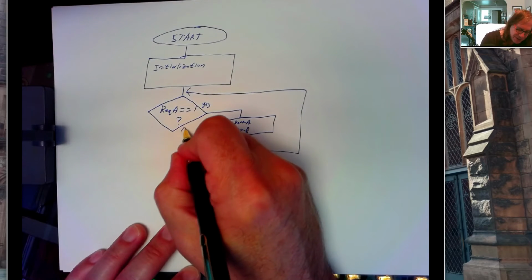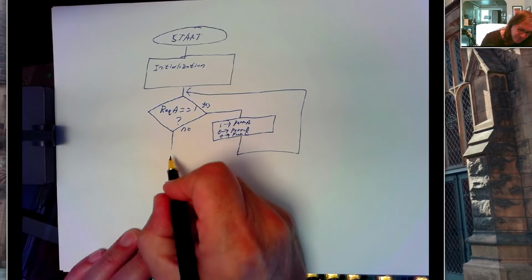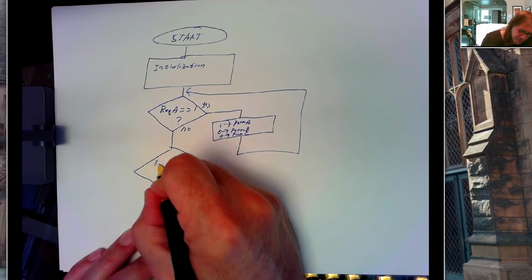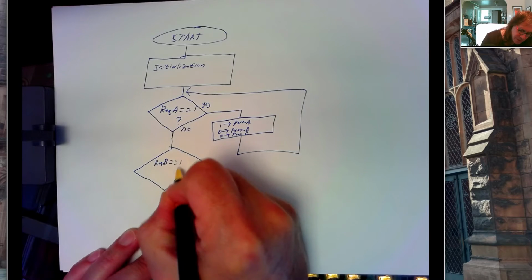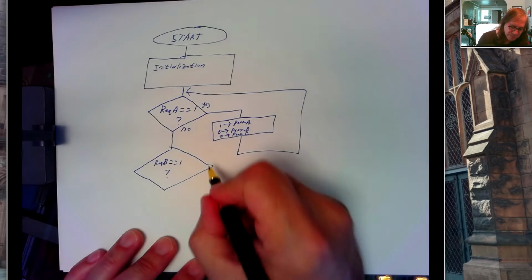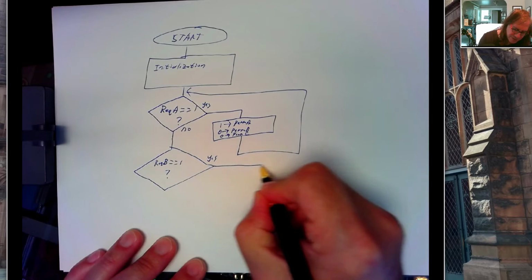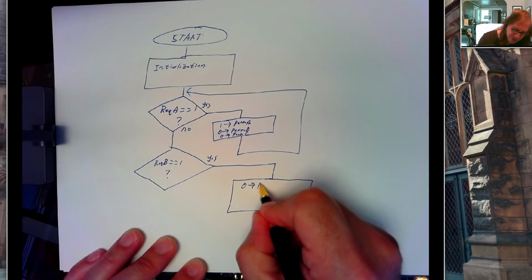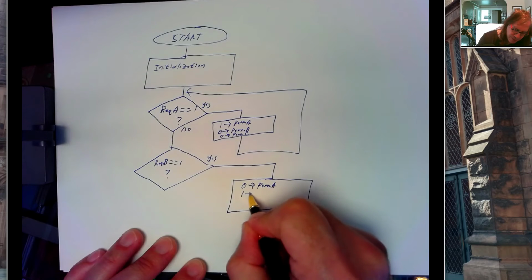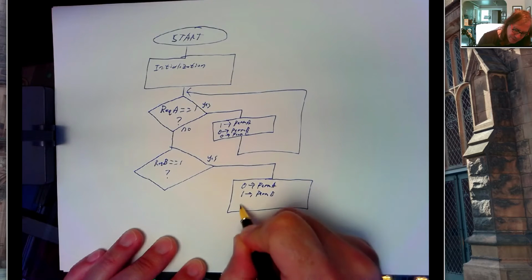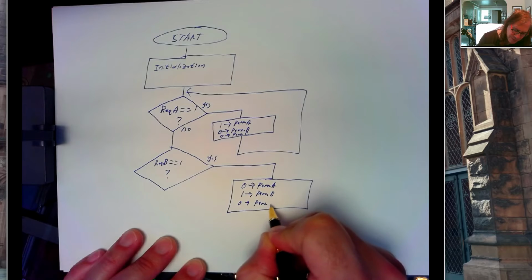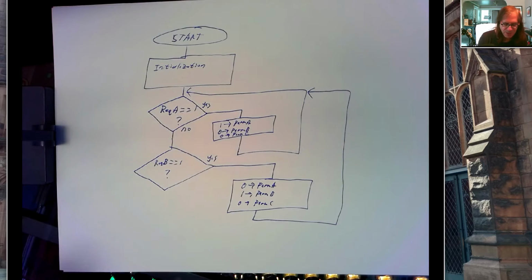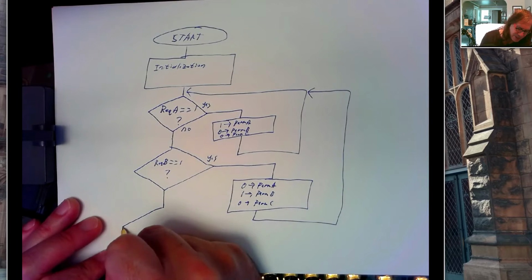On the other hand, if A is not requesting permission, I'll ask another question. Is B requesting permission? And if it is, then we'll do something similar. We'll put 0 into permission A. We'll put 1 into permission B. We'll put 0 into permission C, and we'll go back up to the top. And you can guess what the last block's going to be.